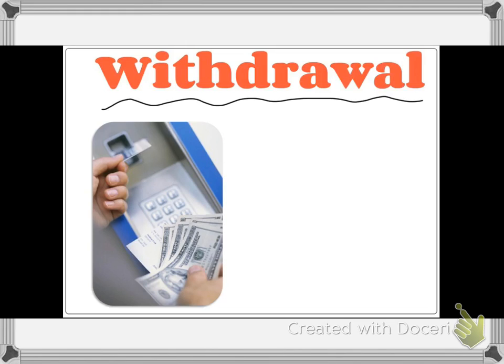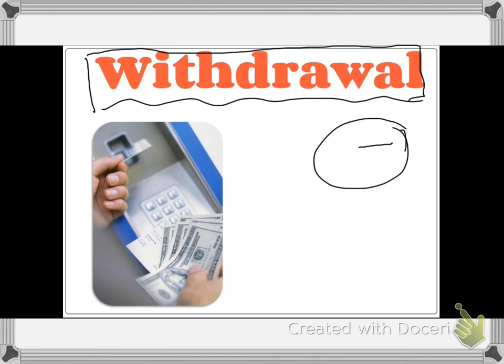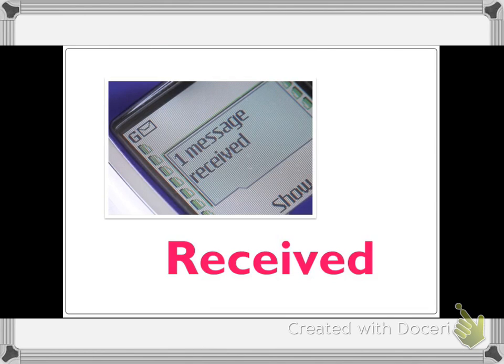Withdrawal. So withdrawal means that you are taking money out of your bank account. This is negative because that account is losing money. So it is a negative situation. This is a word you're going to see a lot, but kids tend to not be familiar with it. So it's one that you need to kind of get stuck in your brain. And then our last one is received. If you receive something, it is a positive situation because you are gaining something.